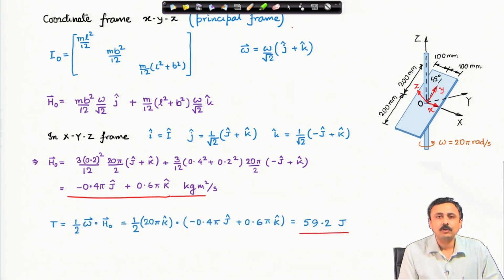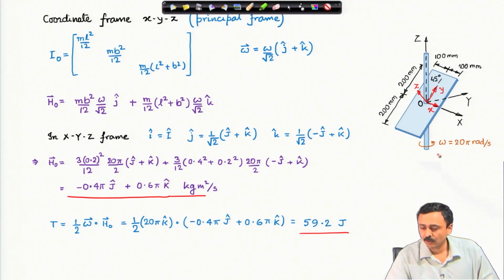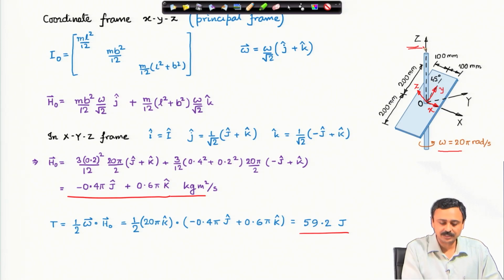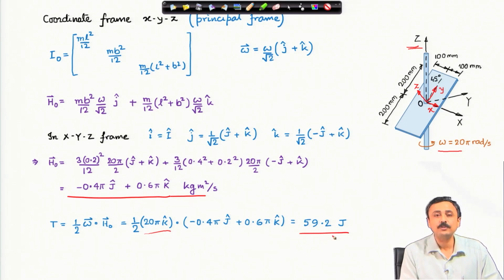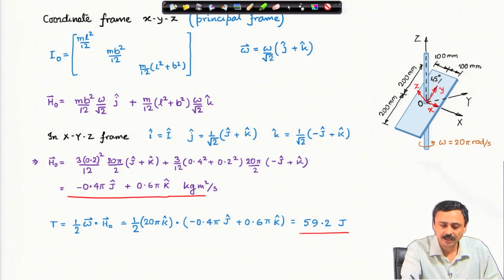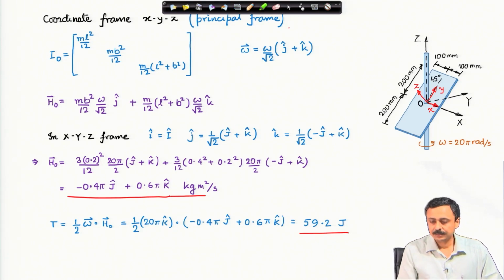Kinetic energy is 1/2 omega dot h O, and in the capital I cap, J cap, K cap frame, you can notice that omega, the angular velocity of the shaft, is in the capital Z direction. Therefore, its representation is very simple, 20 pi K cap. Therefore, 1/2 omega dot whatever angular momentum we have found, and that gives us 59.2 joule, that is the kinetic energy of the plate.